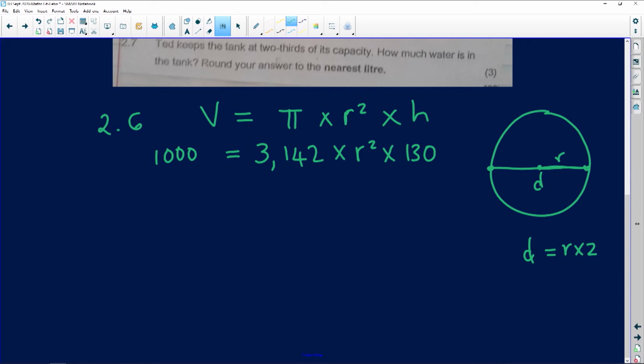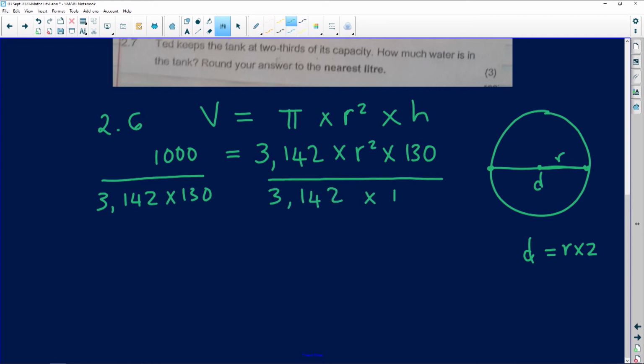So what am I dividing by? I'm going to divide this side by 3.142 times 130, and I'm going to divide this side by 3.142 times 130. What is it doing? It's automatically removing those two numbers over there, and it's leaving us with the radius squared that we are looking for. Okay, let's go put that in our calculator.